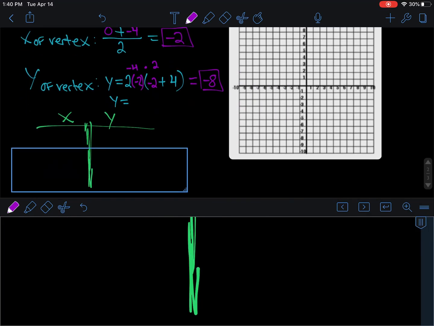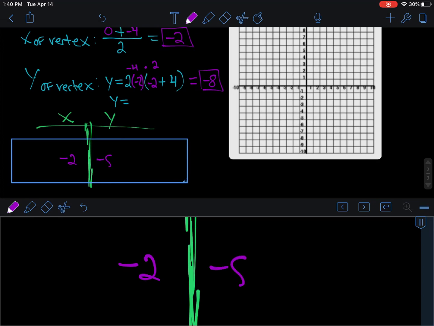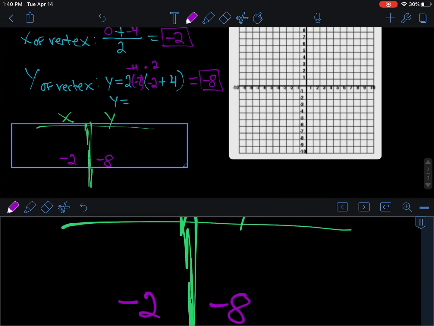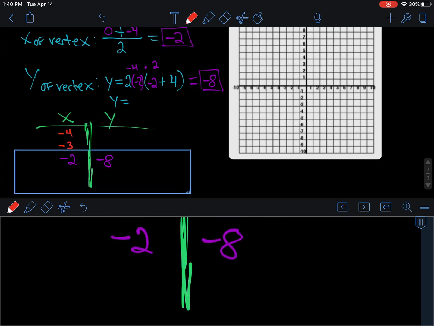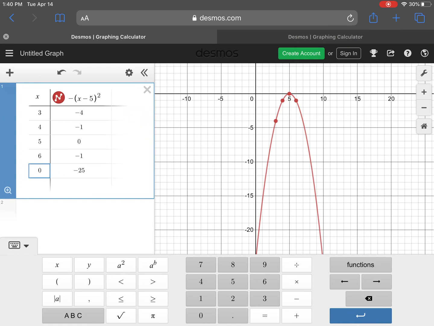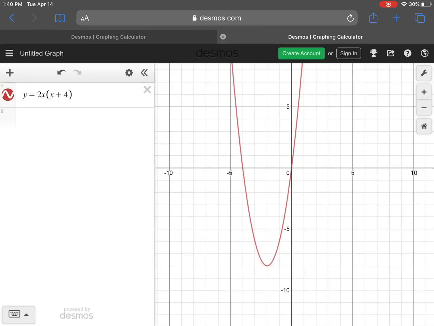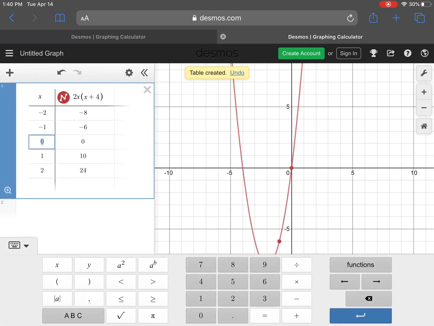So come down here now. Again, put that in the middle of your table. Two numbers before -2 would be -3, -4. Two numbers after -2 would be -1 and 0. Go here to my table. Again, I'm going to go to my other graph. I already have a graph here. Make sure I'm good. That was my vertex. Good. Get my table. So I got -2 in the middle. I got -3 here, -4, and then -1, and then 0.